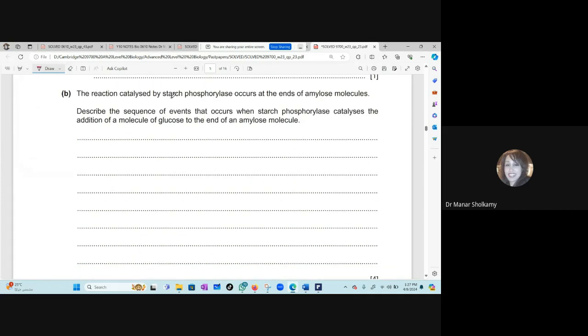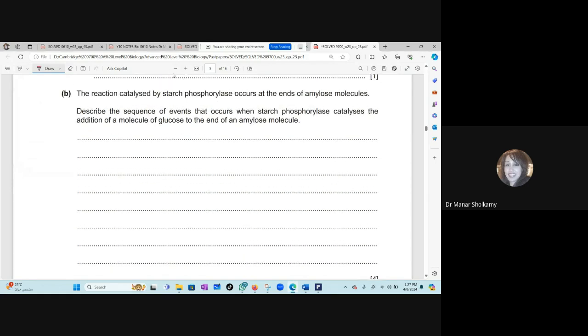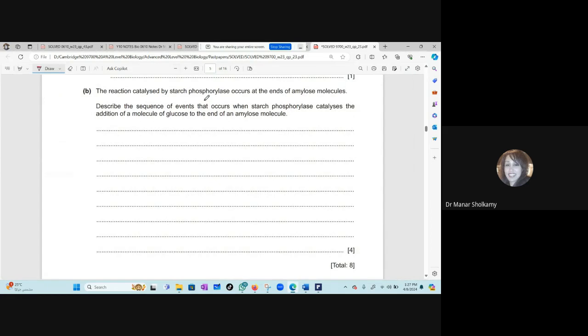The reaction catalyzed by starch phosphorylase occurs at the end of the amylose molecules. Describe the sequence of events that occurs when starch phosphorylase catalyzes the addition of a molecule of glucose to the end of an amylose molecule. This is 4 marks. How will you answer this question? Describe the sequence of events that occurs when the enzyme catalyzes the addition of a molecule of glucose to the end of the amylose molecule.